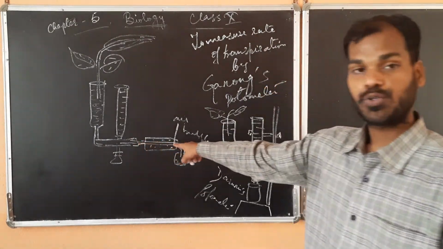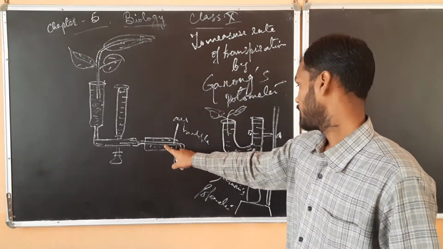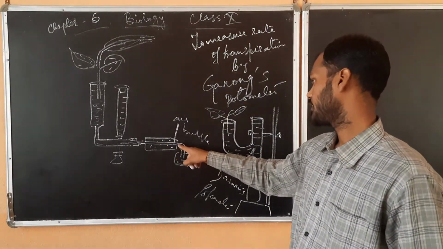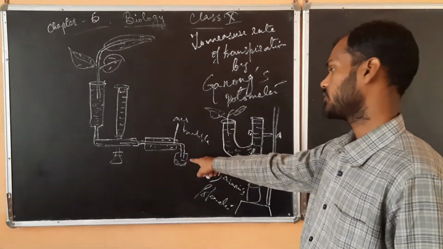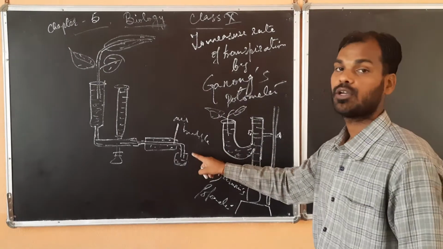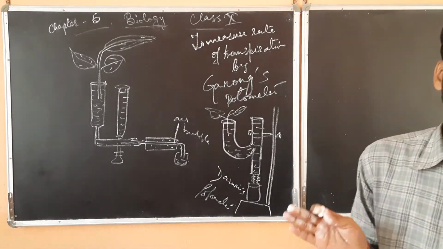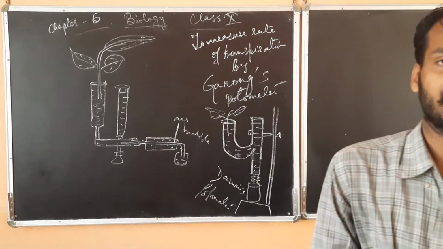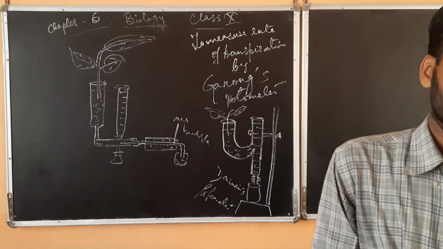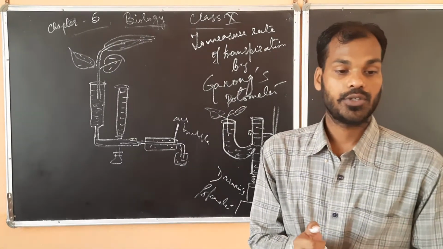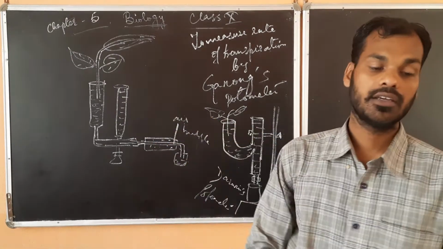And in comparison to this, there is a small scale. This scale arrangement is connected to a beaker half filled with water. This is the water reservoir. At the other end you have the wide mouthed tube into which a twig can be inserted.